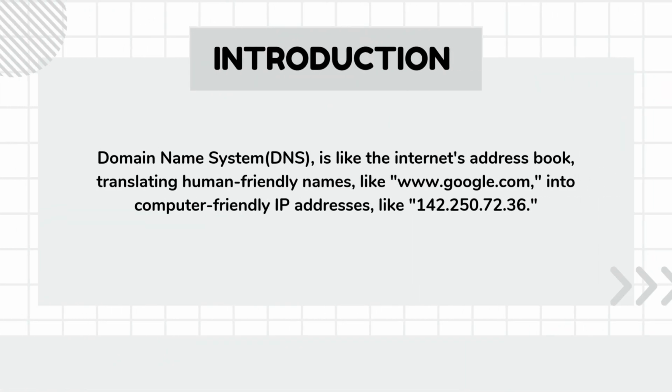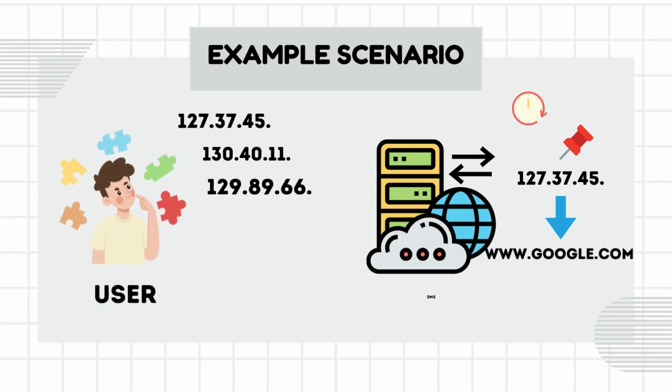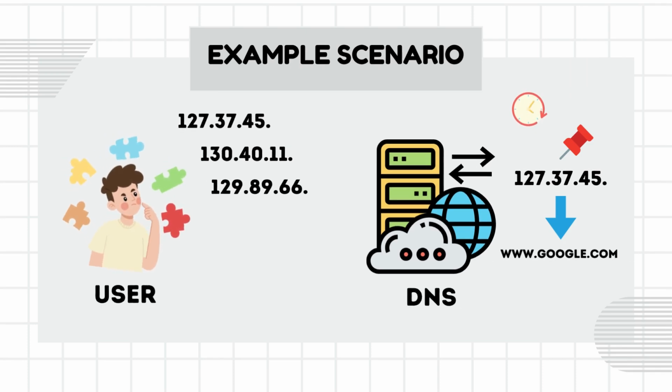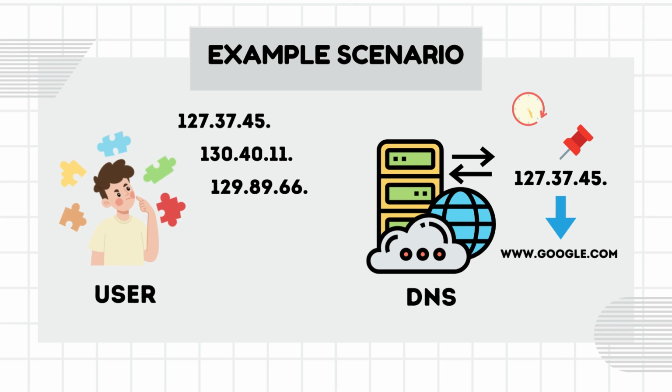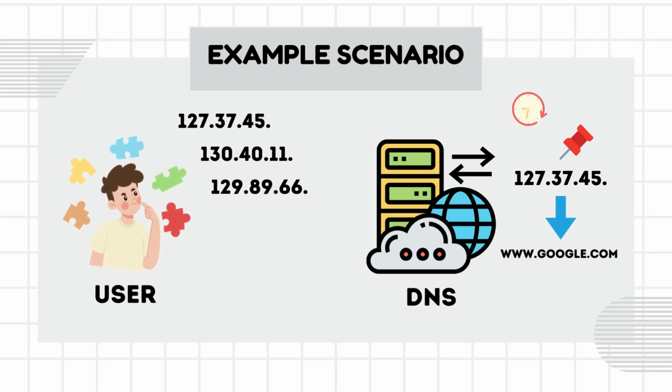DNS, or the Domain Name System, is like the Internet Address Book, translating human-friendly names like www.google.com into computer-friendly IP addresses like 142.250.72.36. Imagine trying to remember a long string of numbers for every website you visit. DNS saves you the hassle, allowing you to type easy-to-remember names and instantly connecting you to the right site.